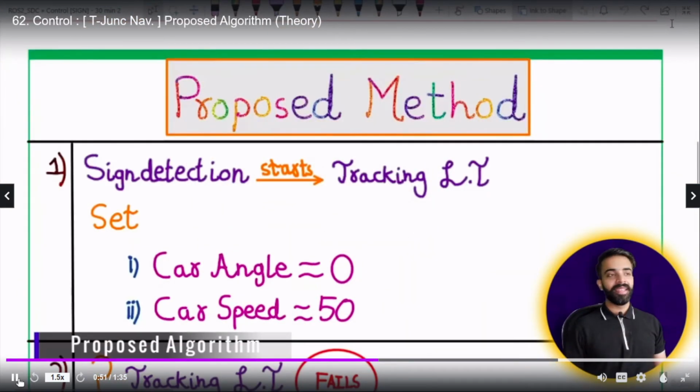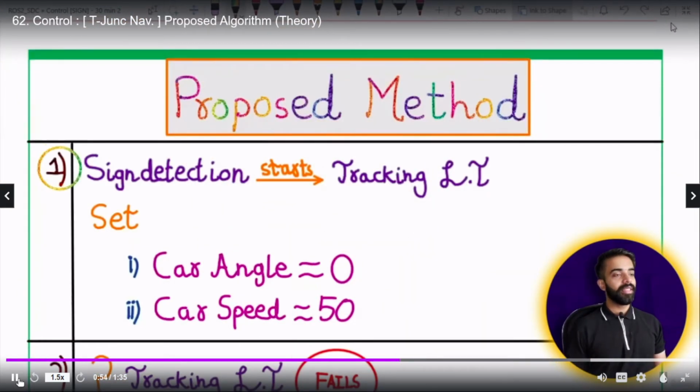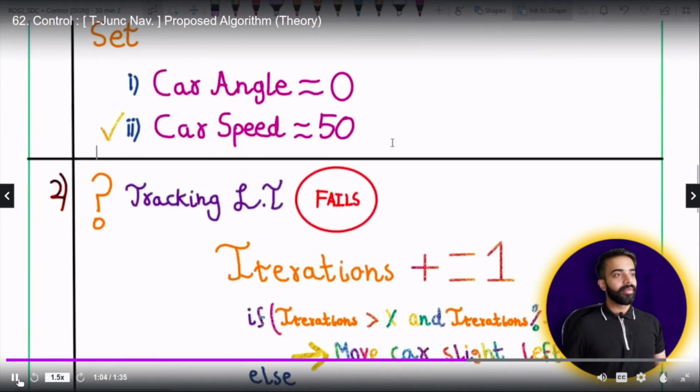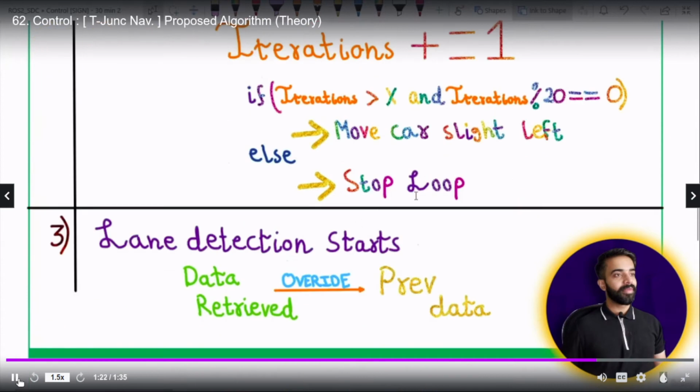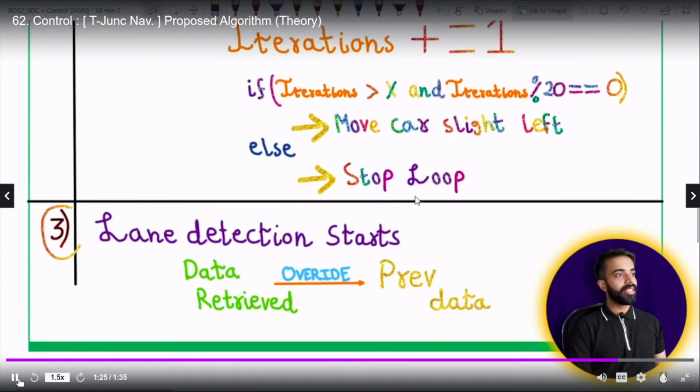For the proposed method, once the car starts tracking the left turn, we set the car angle to 0 and keep it moving straight. We also set the car speed to 50 for predictable turning later on. Once the tracking fails, this is the time we start a loop, and on every 20th iteration, we move the car slightly left by modifying the angle a little bit. Once we reach the max iterations, we break the loop, signaling the end to the left turn. Finally, we keep the previous angle and speed until the lane detection provides its own data by redetecting the lane. Once the data arrives, we return the car to the lane follow mode.